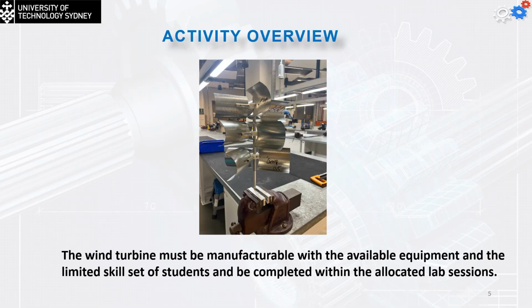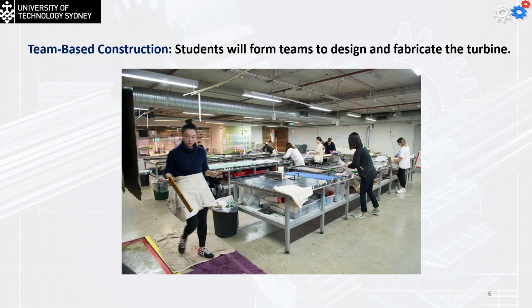The wind turbine that you need to work on doesn't have to be too complicated. We're looking for something simple, that can be manufactured at the lab we have at UTS with the equipment that is available for the students, considering the skills of the student. Some of the students have built a wind turbine earlier, as we understand, others have not. So just work on the model that you think is going to be suitable for your skills. So once again, it's a team-based construction. Students will form teams to design and fabricate the turbine.